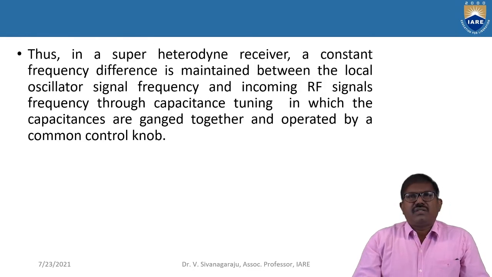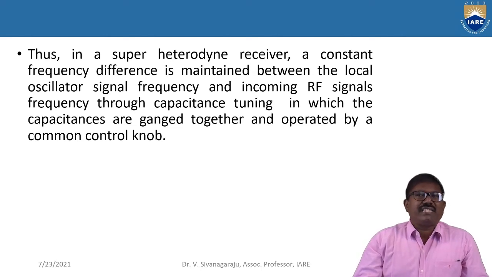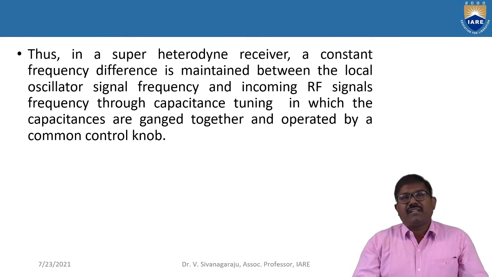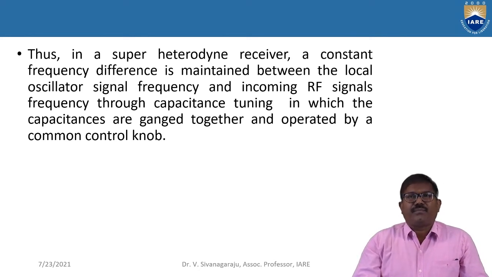receiver. So thus, in a super heterodyne receiver, a constant frequency difference is maintained between the local oscillator signal frequency and incoming RF signals frequency, using capacitance tuning in which the capacitors are ganged together and operated by a common control. So that we can see in our block diagram.